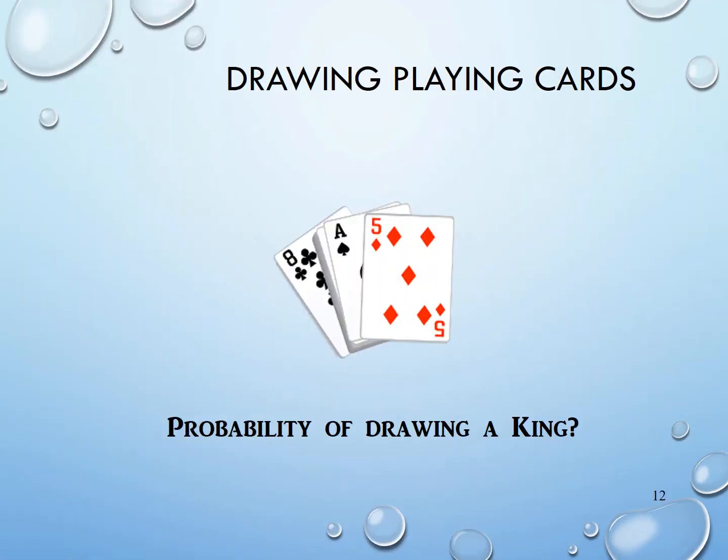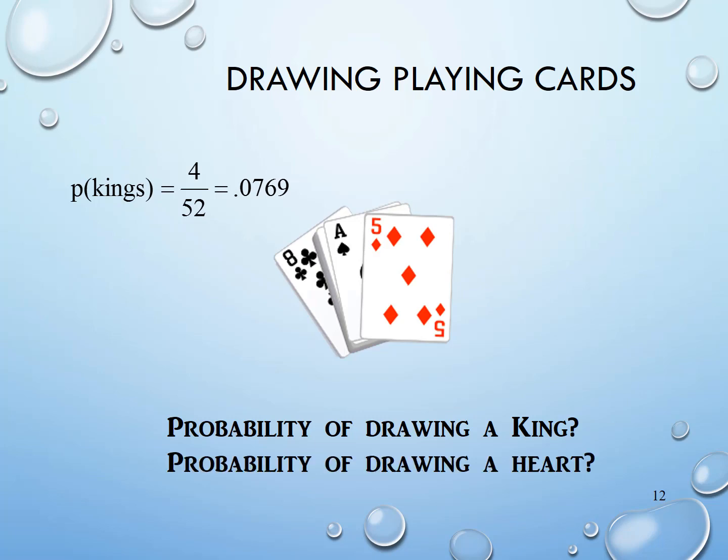Let's do another example. Let's say we have a well-shuffled deck of 52 playing cards, and we want to know the probability of drawing a king. By the formula, we know the probability of getting a king is 4 over 52, because we know there are 4 kings in the deck and there are 52 cards. The probability of drawing a king is 0.0769.